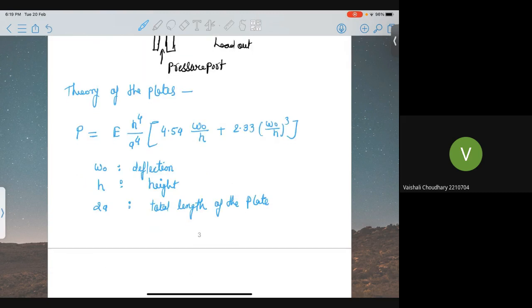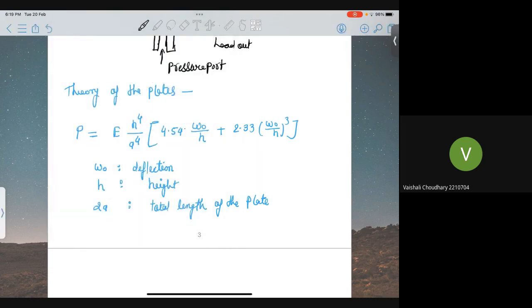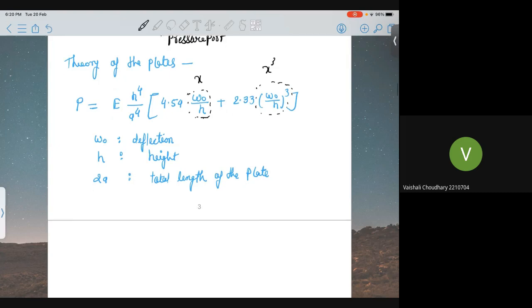So if you notice this equation, if we consider it as x, this is x and this is x cube. So this is a non-linear equation. Means the pressure and the deflection have a non-linear relationship.